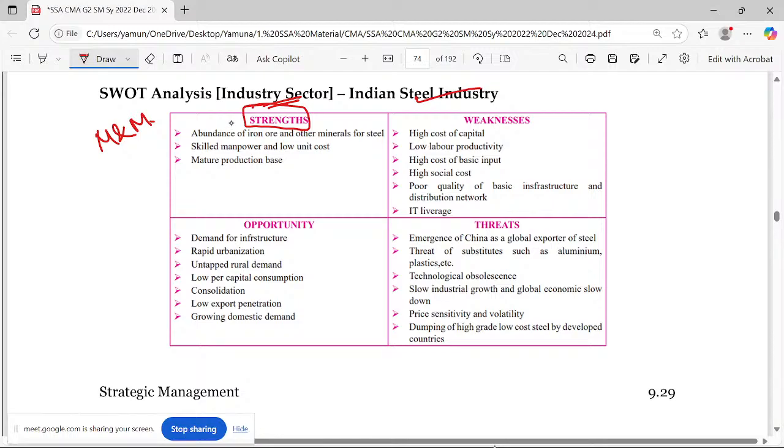If you go for the core strengths of the steel industry, what is the raw material we use? Iron ore. Yes, that's available. No issues. And other minerals for steel are also available, so not a big problem. Skilled manpower, low unit cost, and a mature production base are all there. So it's all strength for the Indian steel industry. But the weakness may be high cost of capital, low labor productivity, high cost of basic input, high social cost, poor quality of basic infrastructure, and IT leverage. These are all maybe the weakness. See, this is for steel industries, not in general.